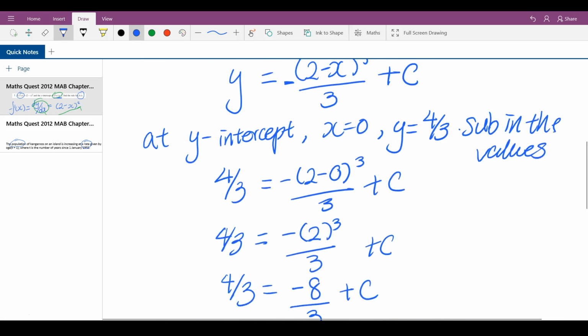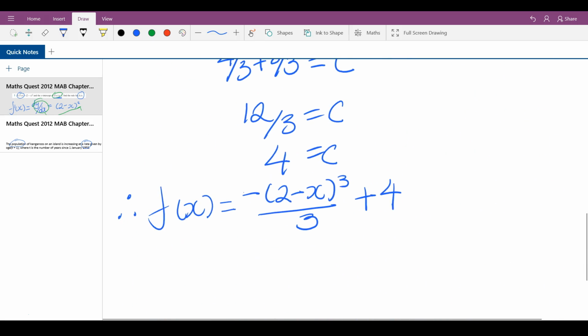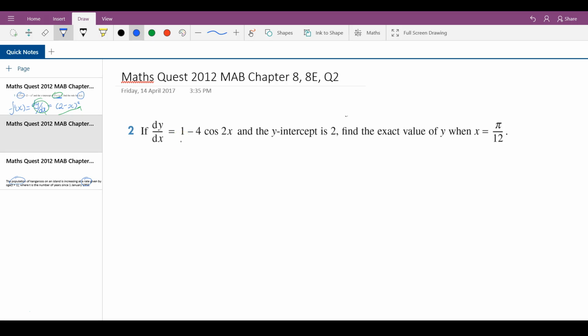All right, let's move on to question 2. All right, here comes question 2. Now, question 2 states if dy/dx is equal to 1 minus 4 cosine bracket 2x bracket, and the y-intercept is 2. Find the exact value of y when x is equal to pi/12.